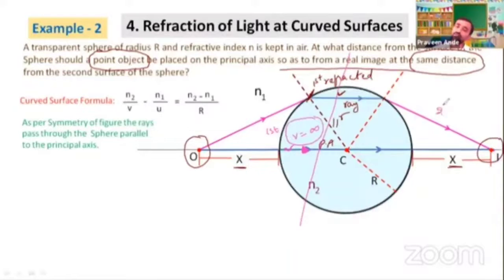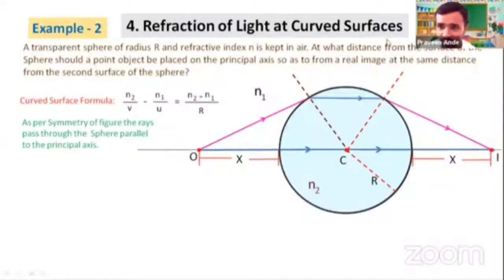If you consider the second part, in that condition, where is the object? At infinity. U becomes infinity and V equals x. By taking the second part also, you are able to get the image distance or object distance. Just think again about the concept. According to our assumption, I am considering only one refraction at the first surface. Where is the object? In the rarer medium, air. Then it enters into the denser medium having refractive index N2.